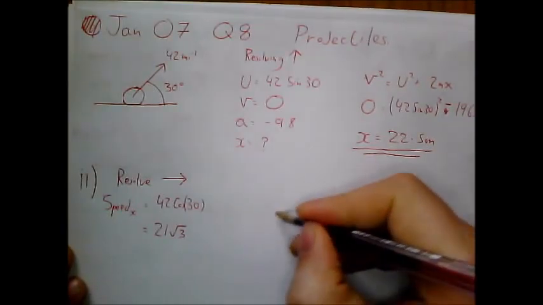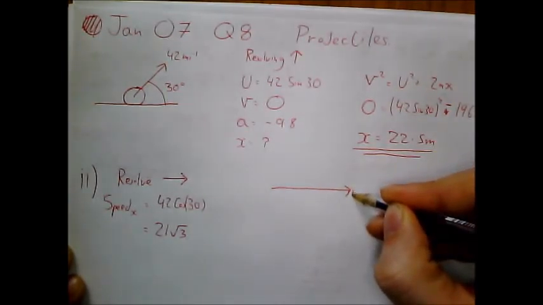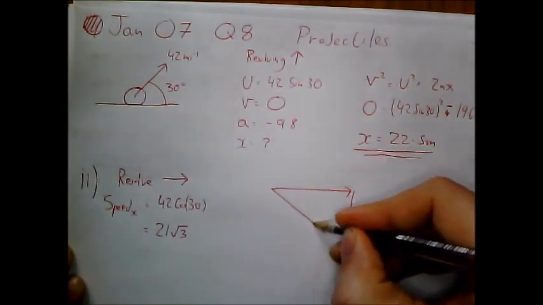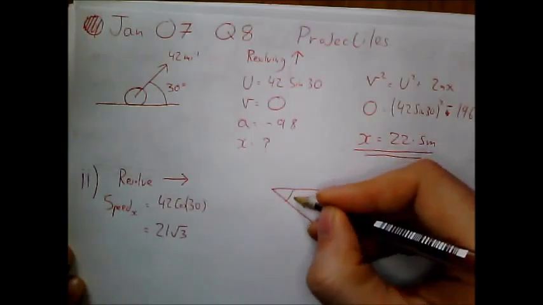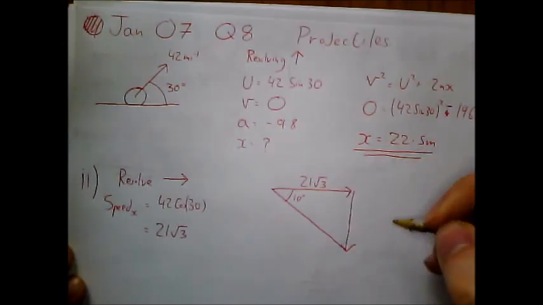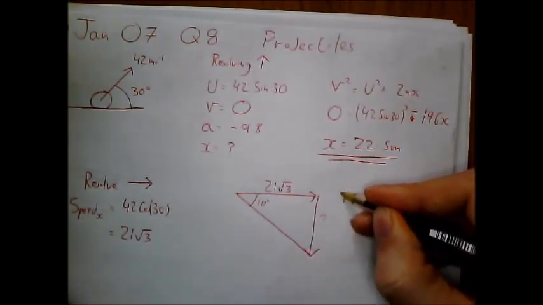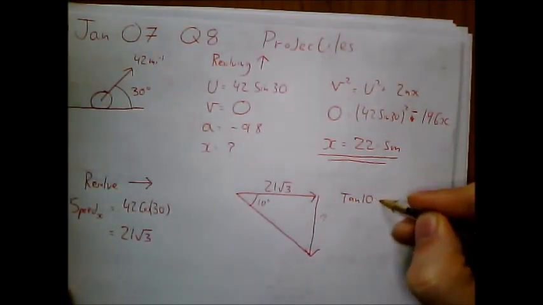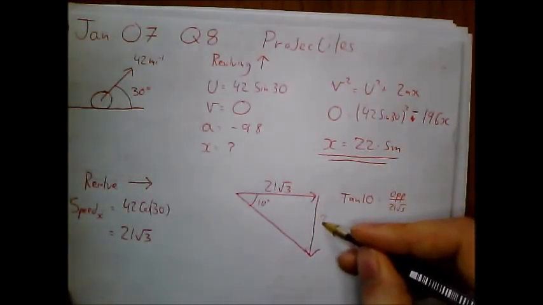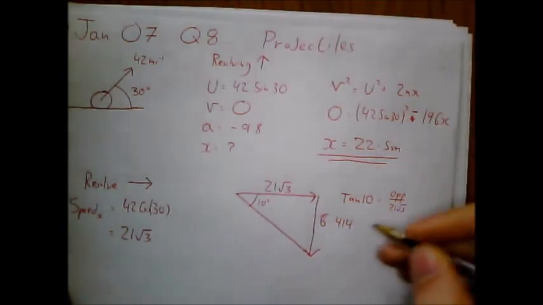So what's going to happen is it's going to be travelling this way and downwards, because the question specifically asked for downwards, and its angle here is going to be 10 degrees. So we know this is 21 root 3, so we can work out this value now. So using tangent 10 equals opposite over 21 root 3, we get this value to be 6.414 meters per second.